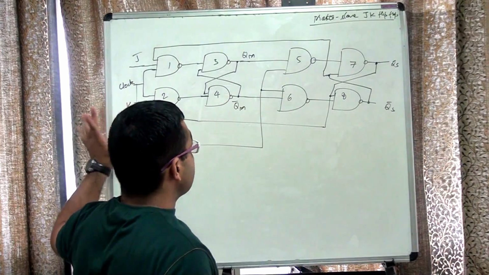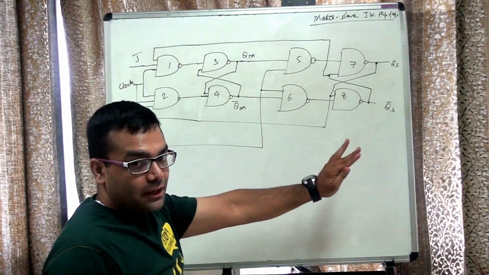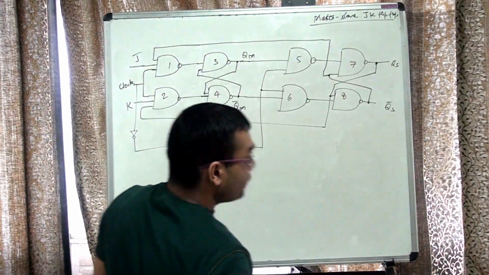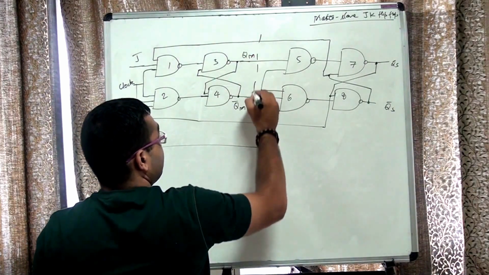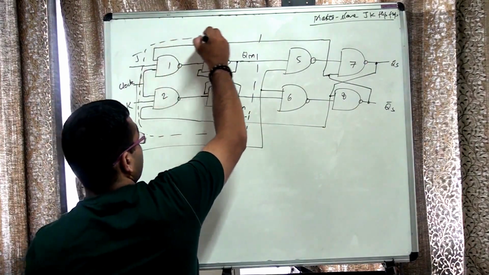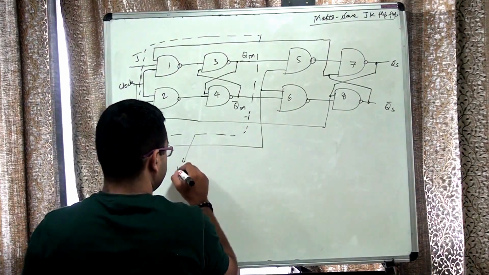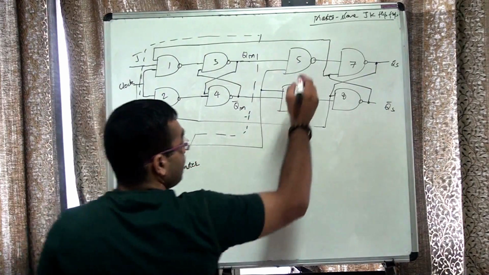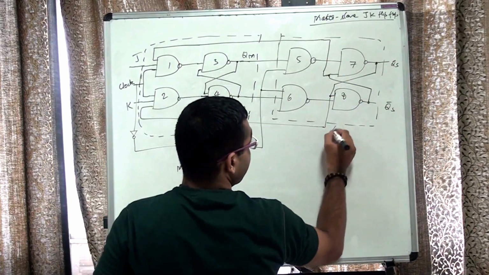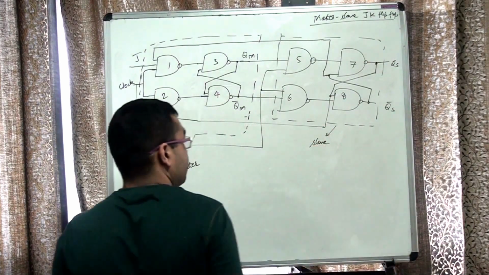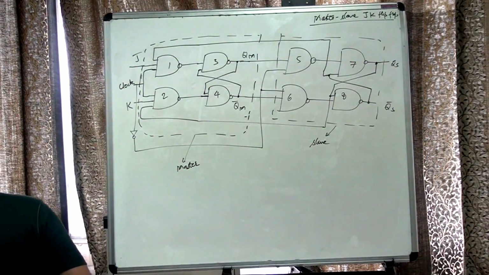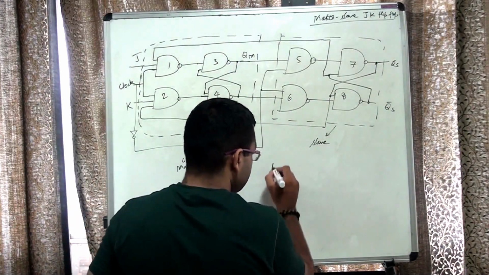The master slave JK flip flop consists of two JK flip flops connected back to back. So this is my JK flip flop 1 and this is JK flip flop 2. The JK flip flop 1 is called our master, and this second one is called the slave. If I show it by the block diagram, you can see it over here.